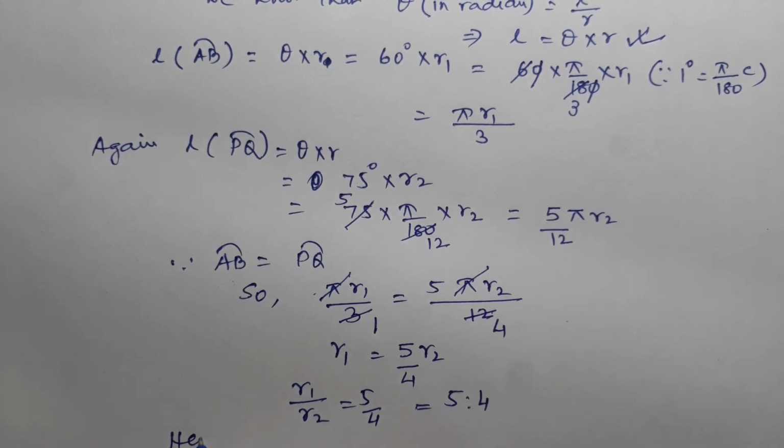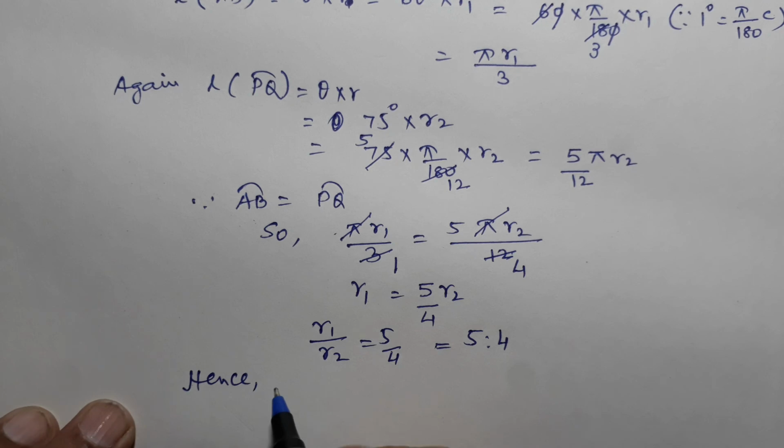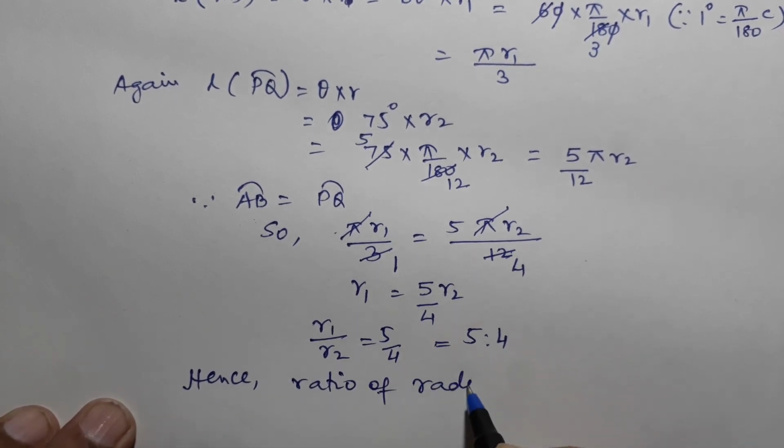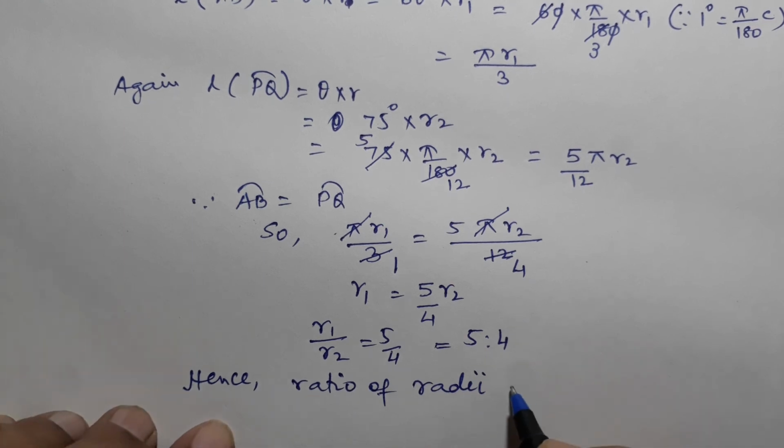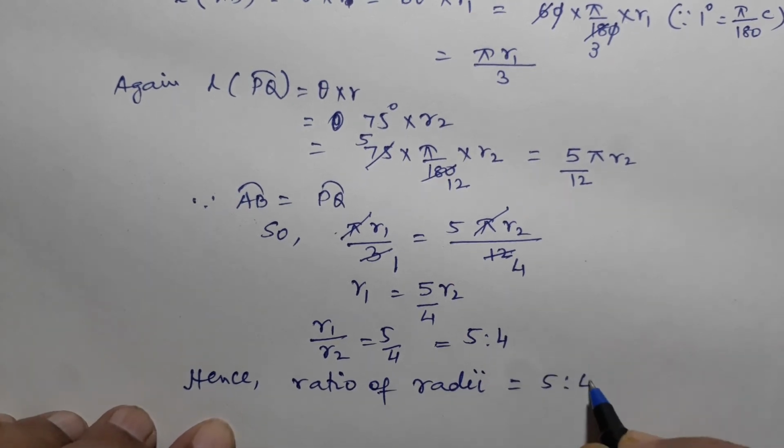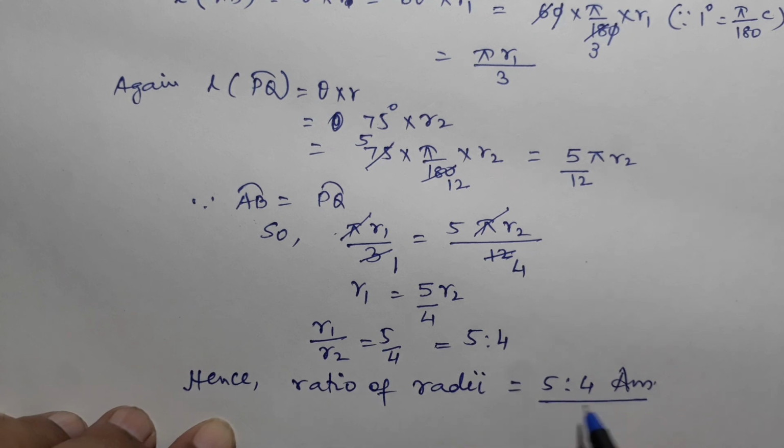Hence the ratio of radii is equal to 5 is to 4. This will be the answer.